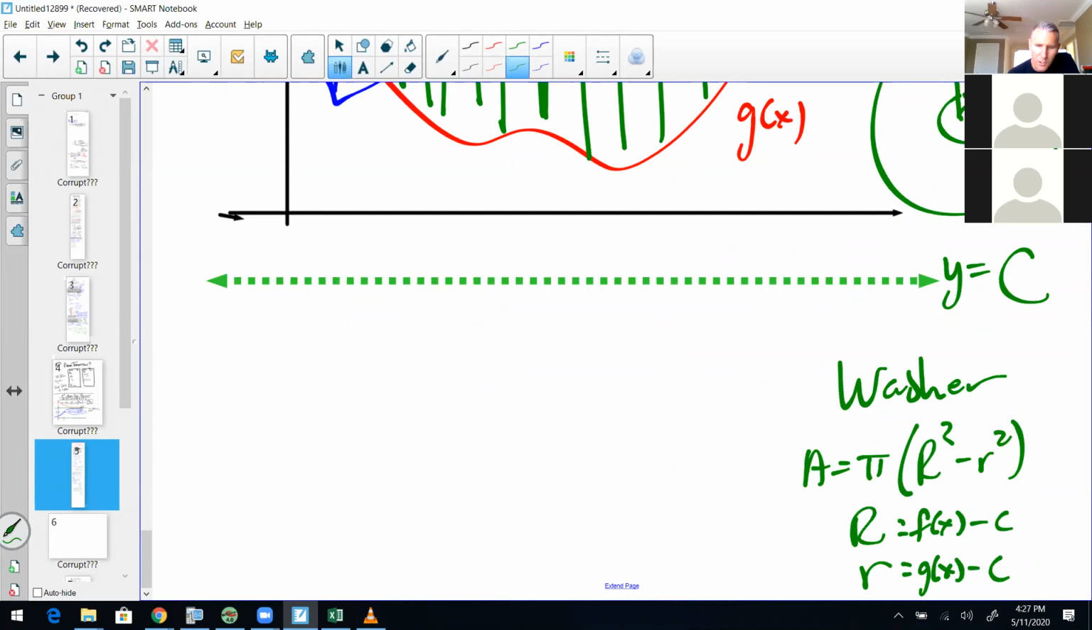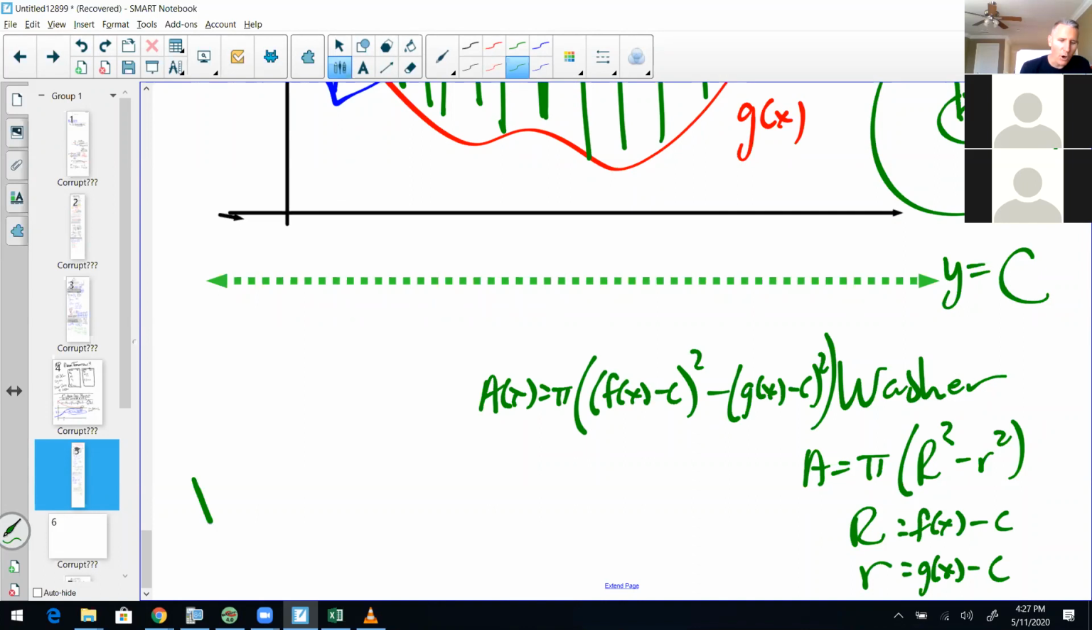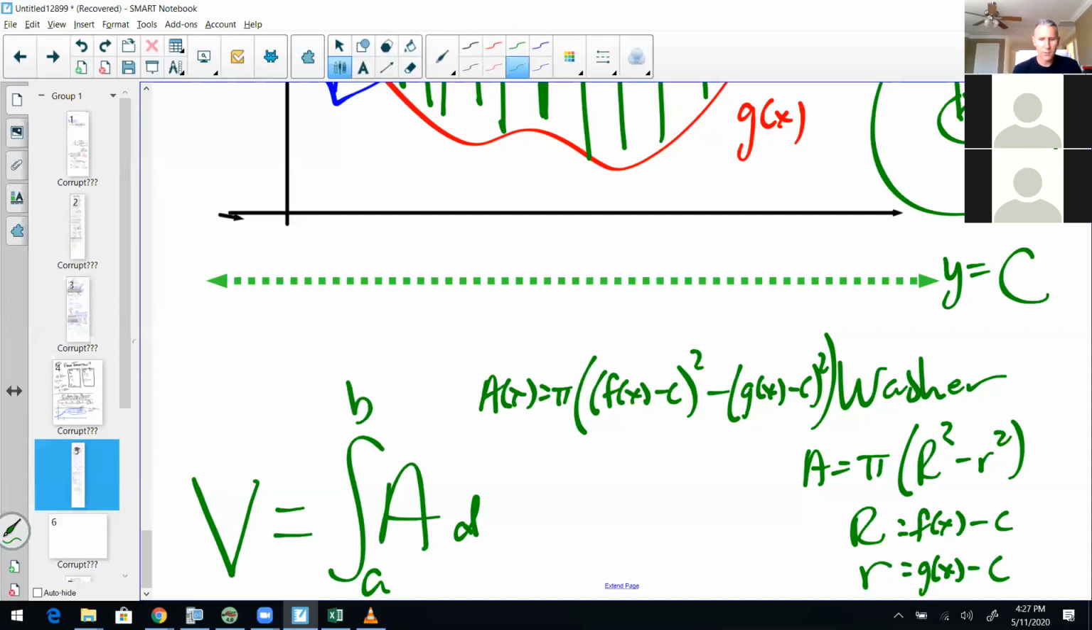And so your area function in terms of x is pi times, I'm going to move this whole thing over a little bit, big R squared, f of x minus c, squared, minus little r squared, g of x minus c, squared. Okay, and then the volume is always equal to the integral from a to b of your area, d whatever. This could be dx or dy, right? So in this case, this is A of x dx. So that's what that would look like.